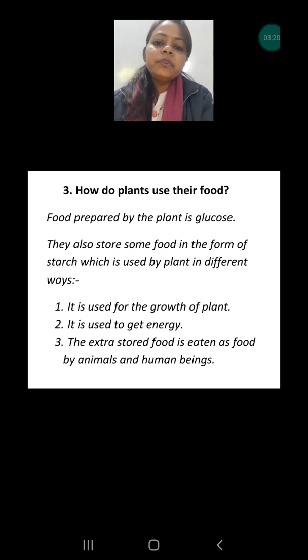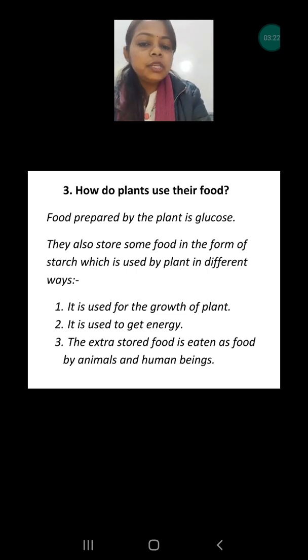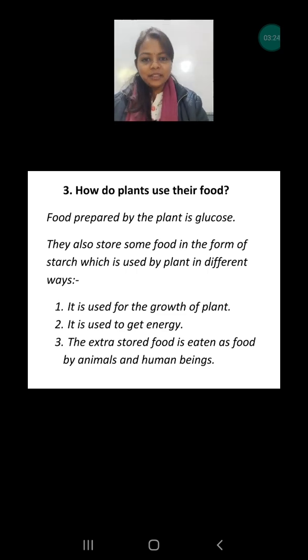Our question number 3 is, how do plants use their food? Of course, to get energy. We eat food to get energy so that we can fight against diseases and do all our activities from morning to night. In the same way, plants also need energy for their activities and for their growth.